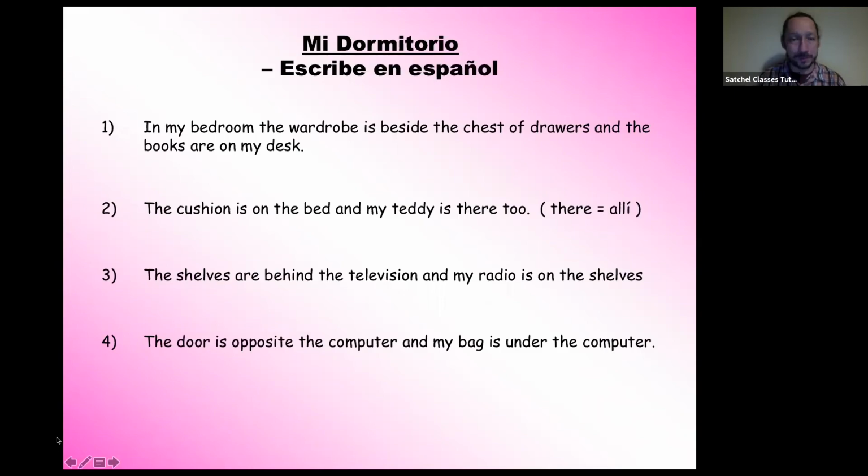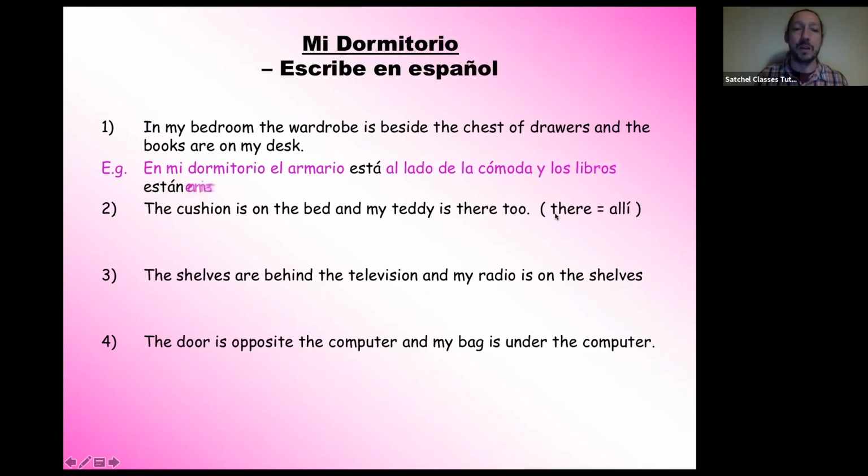Hola de nuevo. I'm back. How did that go? I know they were really difficult, but that's the whole point, to make it a challenge for everyone to learn a lot more. That's how you learn, actually, with lots and lots of challenges. So let's have a look and see where we can translate these sentences. In my bedroom, the wardrobe is beside the chest of drawers and the books are on my desk. En mi dormitorio, el armario está al lado de la cómoda y los libros están en mi escritorio.